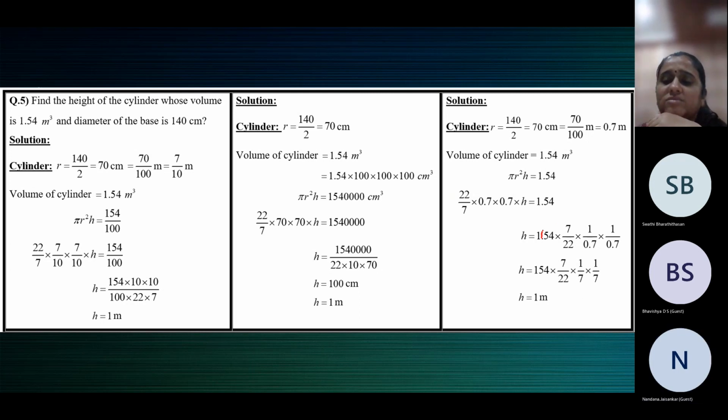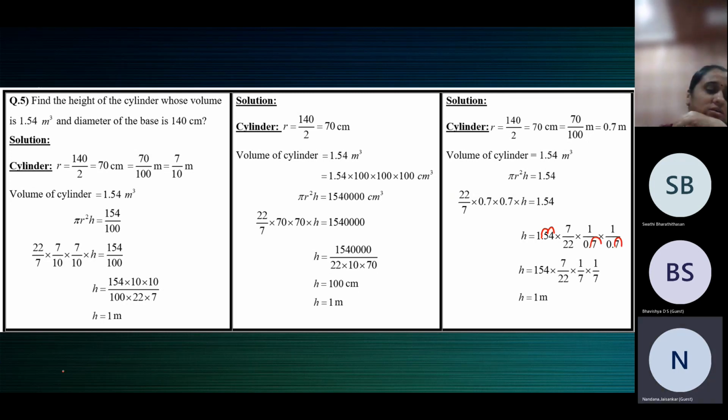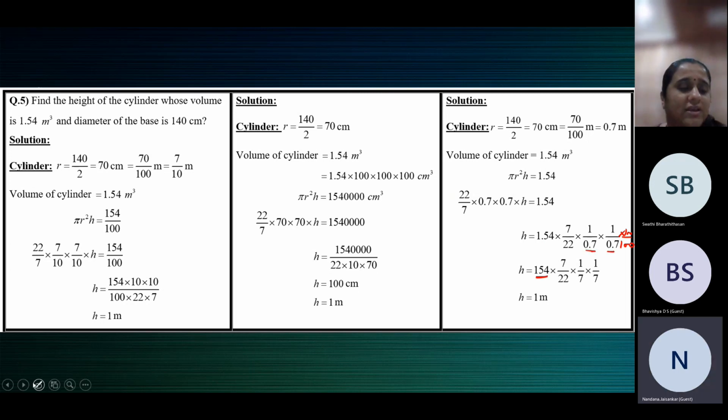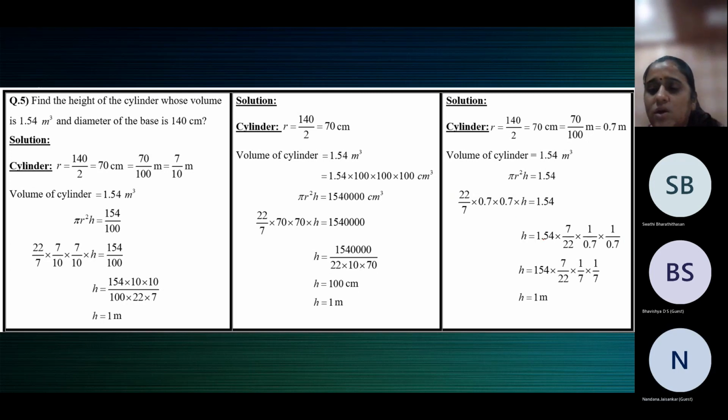So it's like we're shifting 2 decimal places, 1, 2, in the numerator, and we're shifting 1, 2 places in the denominator also. Yes. Or you can also multiply the numerator and denominator by 100. Then 1.54 becomes 154, and this one will become 7. What I have done is, I have shifted the decimal point. In the numerator, I shift the decimal point by 2 places. In the denominator also, see here, 1, 2 places. So they get cancelled out. Then on simplifying, we get 1 meter.